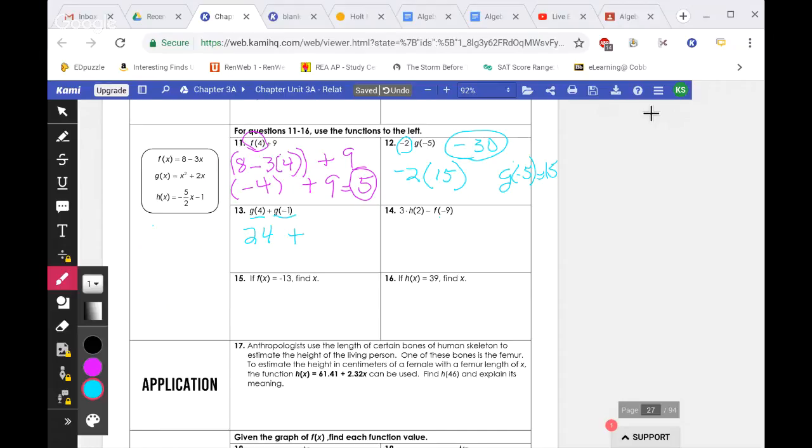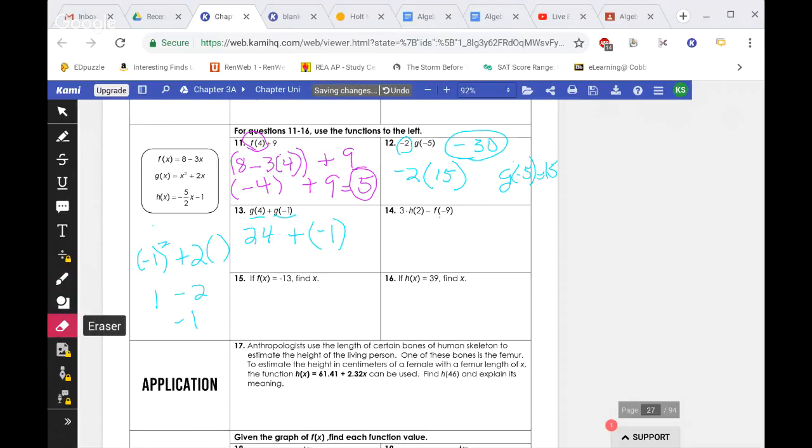So then I'm going to plug in that negative 1. So negative 1 squared plus 2 times negative 1. Negative 1 squared is 1. 2 times negative 1 is negative 2. So that's negative 1.